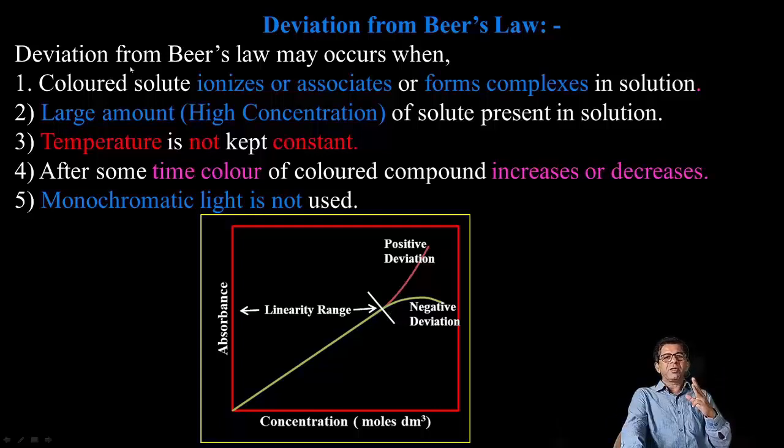The deviation from Beer's law may occur when, first, the colored solute ionizes or associates or forms complexes in solution. Second, a large amount, that is high concentration, of solute is present in the solution. This law also shows deviation when temperature is not kept constant, when after some time the color of the colored compound increases or decreases, or when monochromatic light is not used.